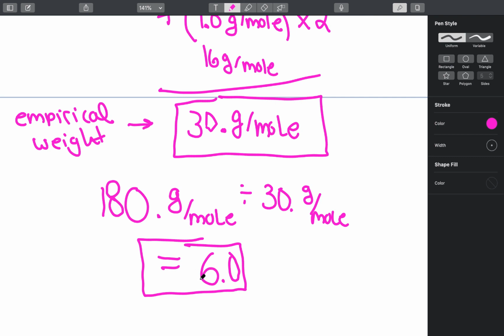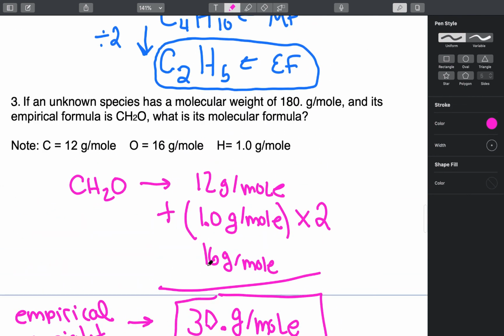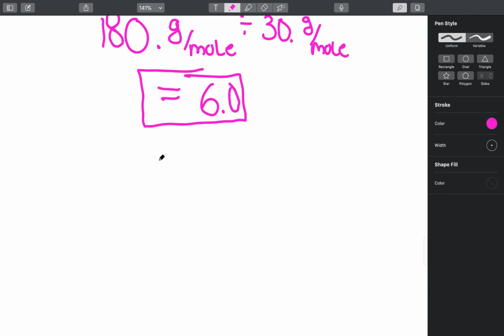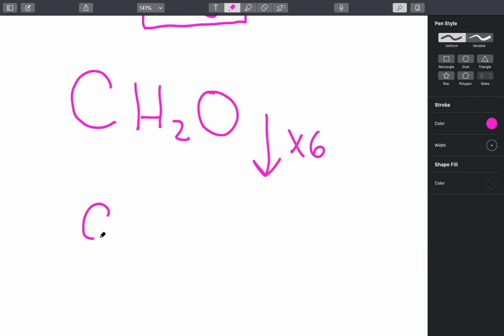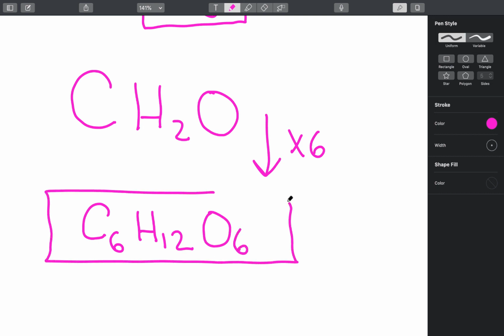So what do I do with this 6.0? Well, this is a factor by which I can multiply each part of the empirical formula. So I'm going to write my empirical formula again, CH2O, and all I have to do is multiply each of these atoms by 6. If I multiply each atom by 6, I get C6H12O6. And in fact, this is the chemical formula for glucose.